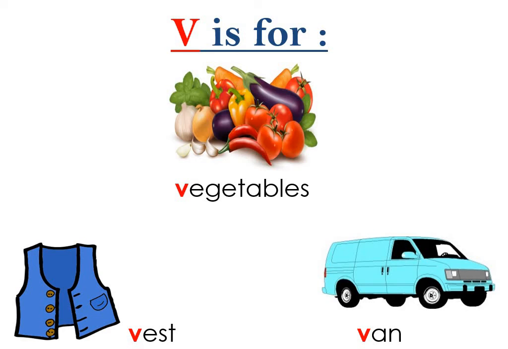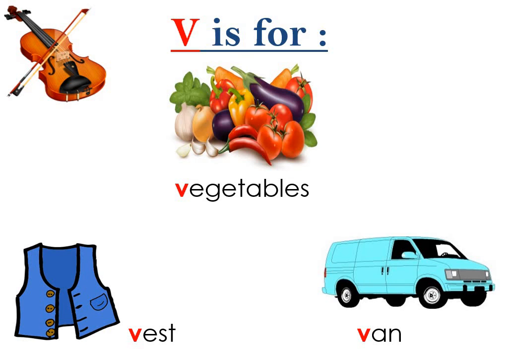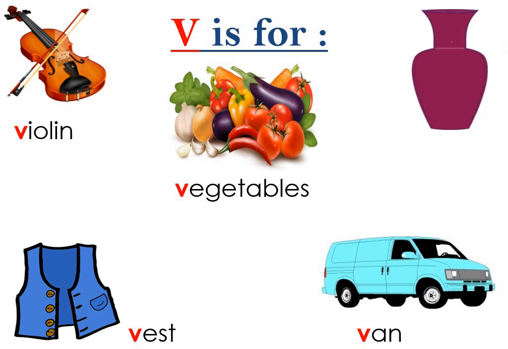So one more time. V for vegetables. Vest. Van. What else? Violin. V for violin. Violin. And V for vase. V for vase.